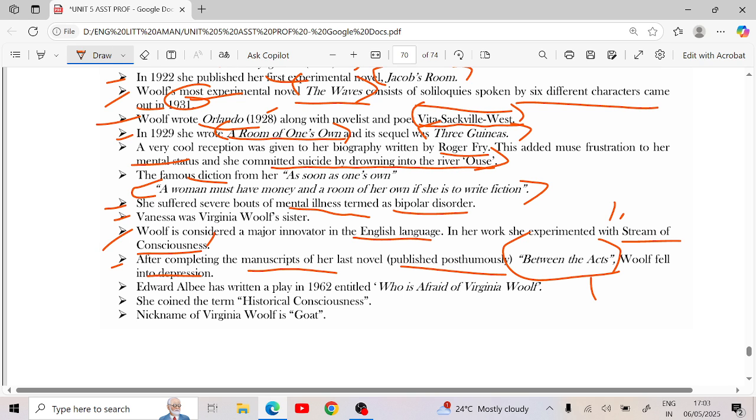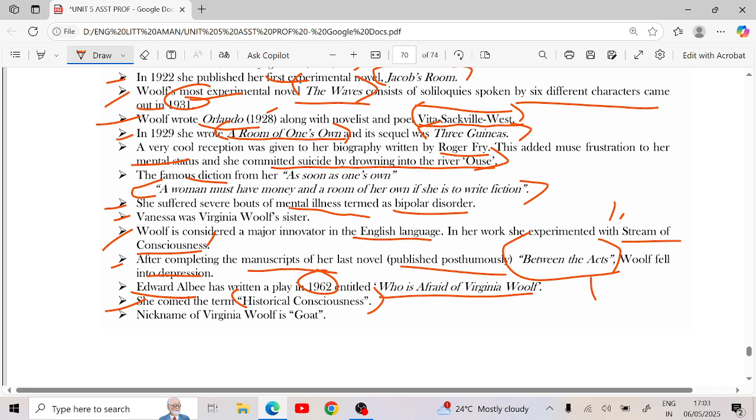Okay, so he has also written a work, Who's Afraid of Virginia Woolf. Okay, so this is another example. You see, Edward Albee wrote a play in 1962 entitled Who's Afraid of Virginia Woolf. She coined the term historical consciousness, very important.